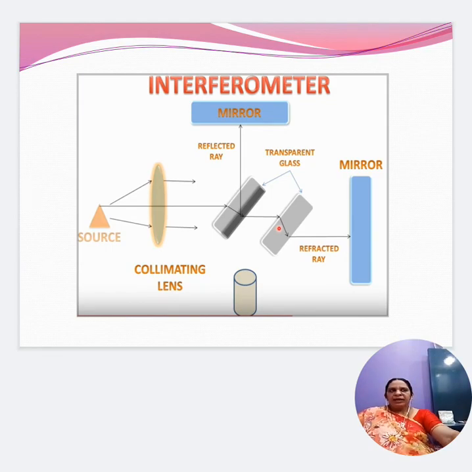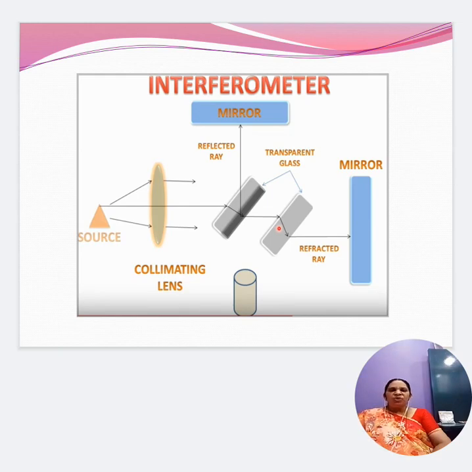Some rays, when they hit the first transparent glass plate, get reflected back and reach the mirror M2, and those rays are called reflected rays. The refracted rays, where are they? They are reaching the mirror M1. The refracted rays get reflected by the mirror M1 and reach the transparent glass plate 2 and are refracted by the same amount. As initially they got refracted, they will return back by the same amount.